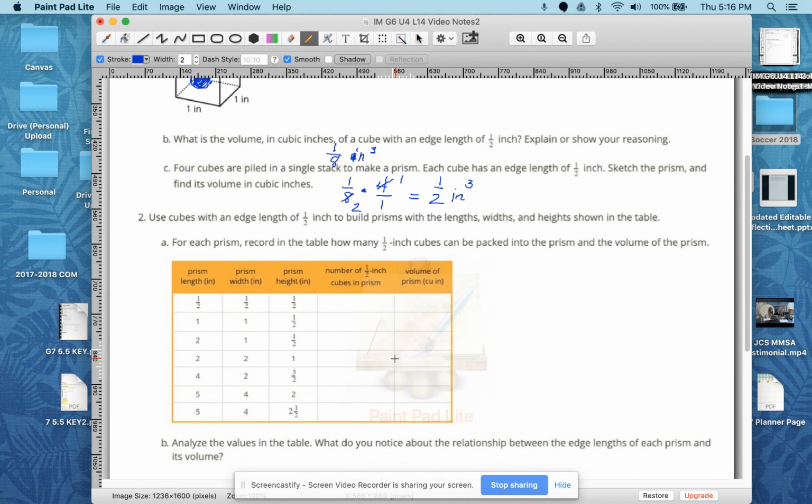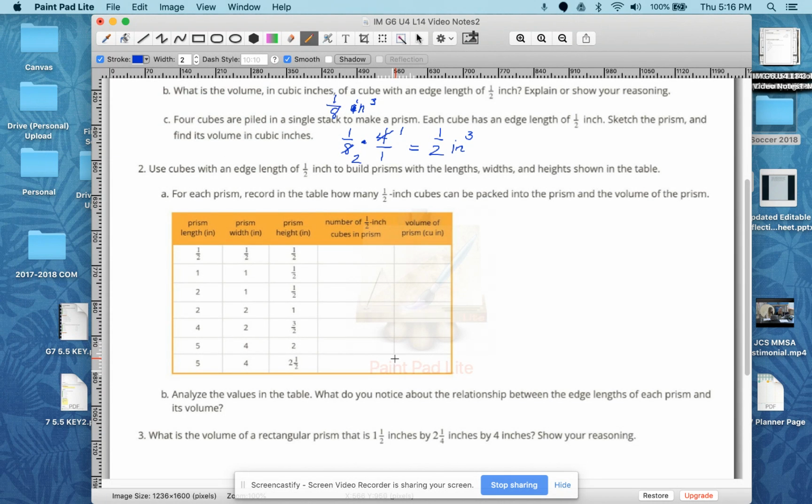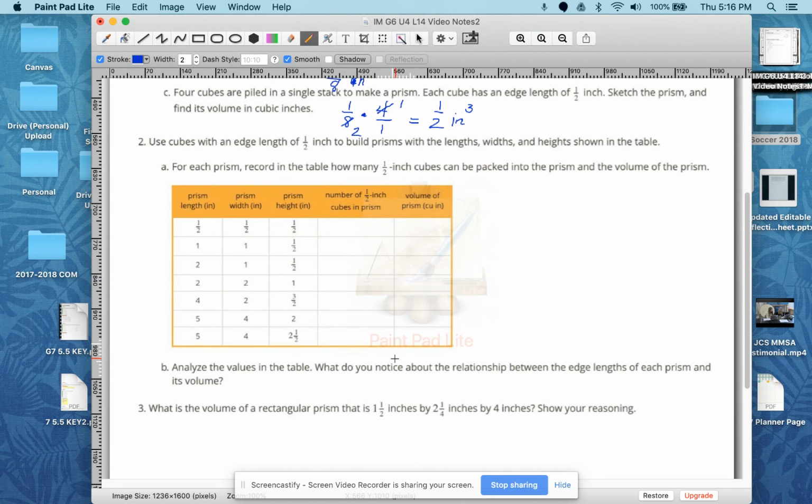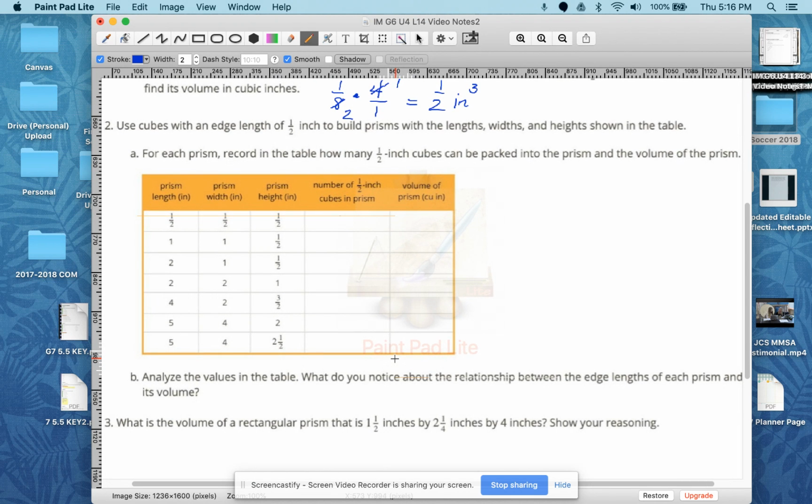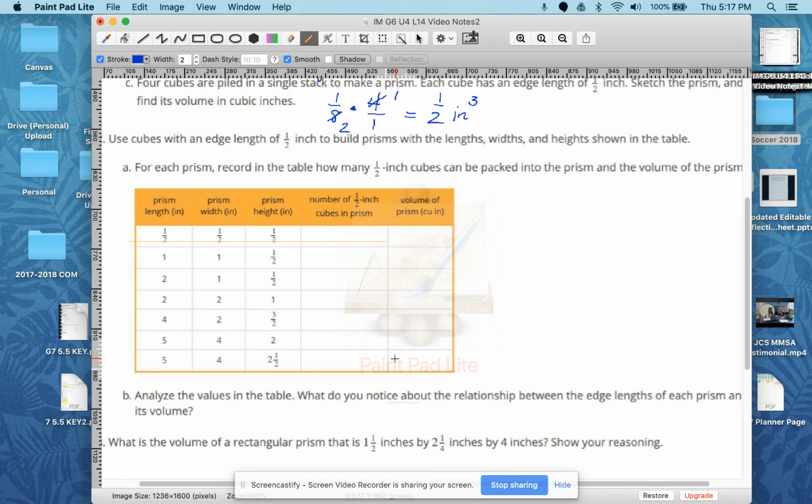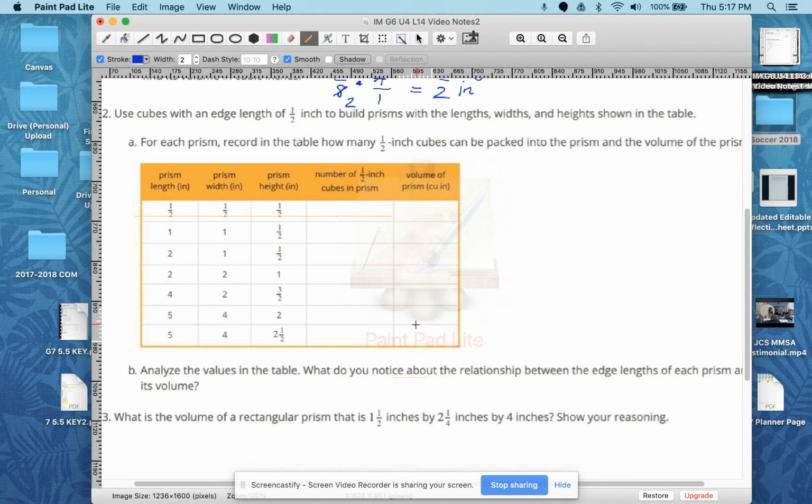So we're going to fill out this table that they have here. And they give us some information here. I'm going to make it a little bigger so my writing doesn't have to be so small. But they give us this table.